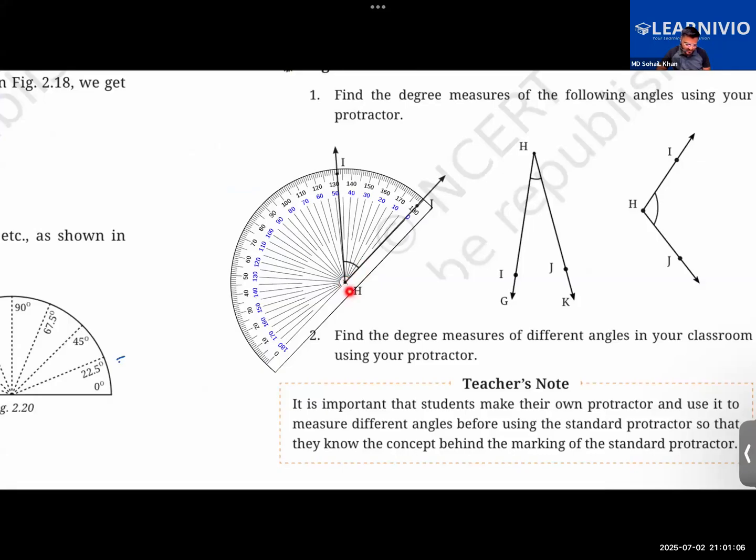It's visible. Yes, sir. See, I have placed the middle of the protractor exactly above the vertex H here. Now you look at the arms of the angle. I hope this is HG, no? It's hidden, but it's HG, I think, and HI. These are the arms of the angle. Look where HJ is and where HI is. This is at 0 degree, and this arm HI is exactly passing from here. Yes, right?